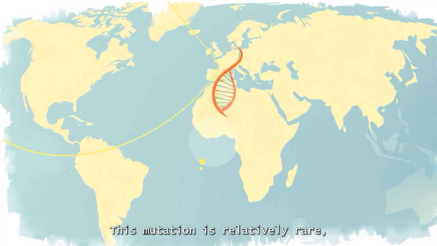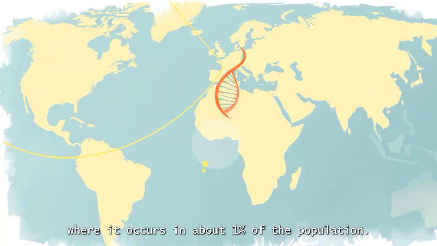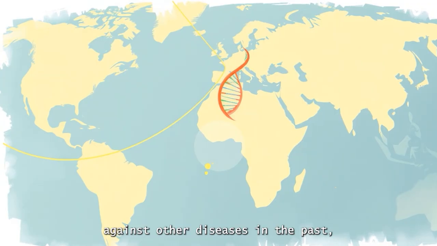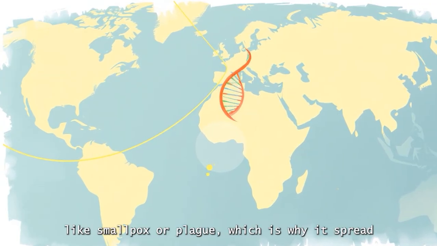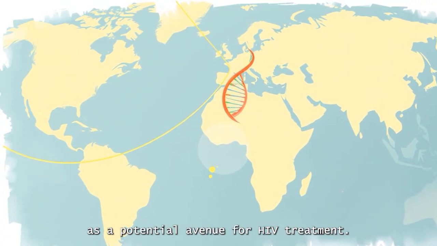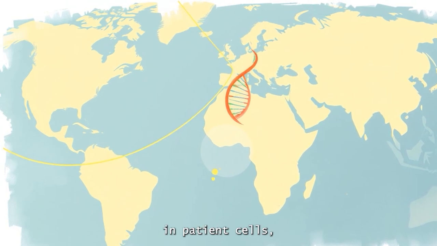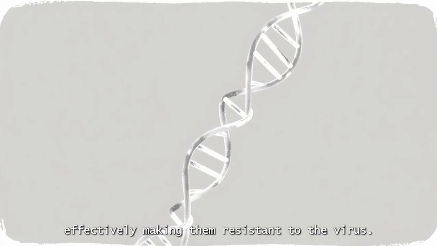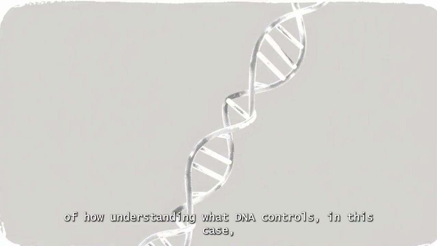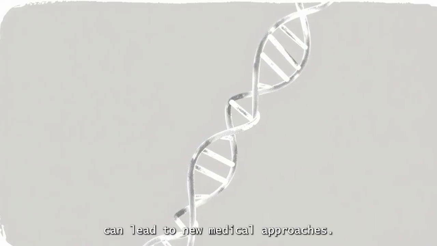This mutation is relatively rare, most common in people of Northern European descent, where it occurs in about 1% of the population. The mutation might have provided protection against other diseases in the past, like smallpox or plague, which is why it spread. Today, it's being studied as a potential avenue for HIV treatment. Researchers have used gene editing to try to recreate the mutation in patients' cells, effectively making them resistant to the virus. This is a powerful example of how understanding what DNA controls, in this case, a cell surface protein, can lead to new medical approaches.